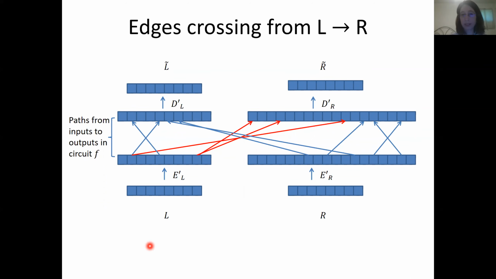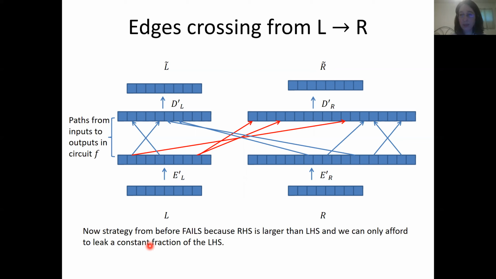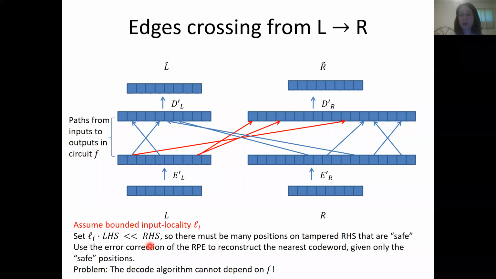What about the values going from left to right? Now the strategy from before is going to fail, because we can only use our trick once. We made the right-hand side larger than the left-hand side to deal with the first one, but we can't keep doing this. So we can't solve this in the same way as before. So how are we going to deal with this problem? The first thing that we're going to do is make use of our second assumption, which is the bounded input locality, Li.